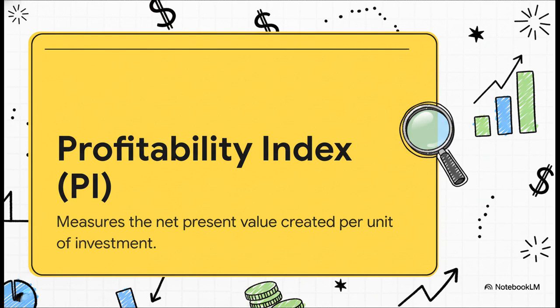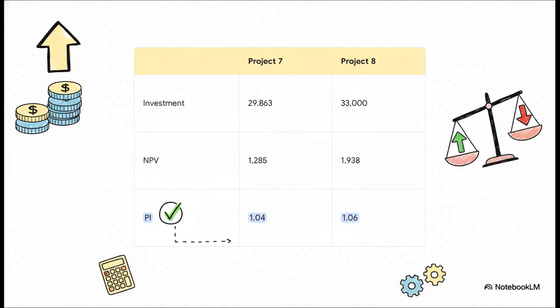It completely shifts your mindset from how big is the total prize to how efficient is my investment. And look at what happens when we run the numbers. See that? With the PI, we see that Project 8 gives us 1.06 in value for every dollar we put in, compared to just 1.04 for Project 7. So not only is it bigger, it's actually a more efficient use of our cash. In this case, yep, Project 8 is still the smarter choice.